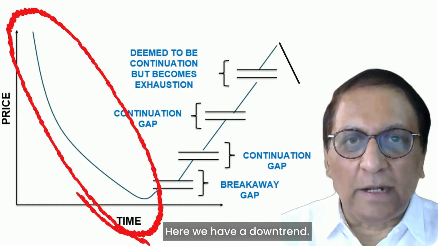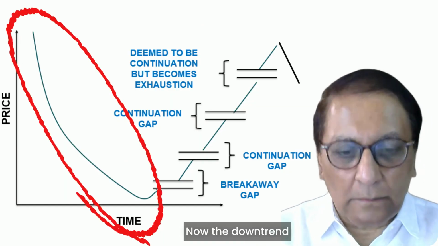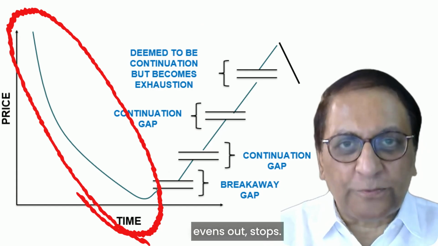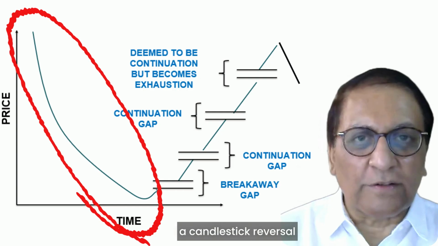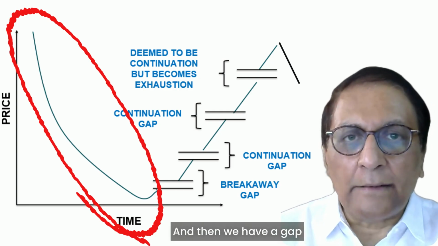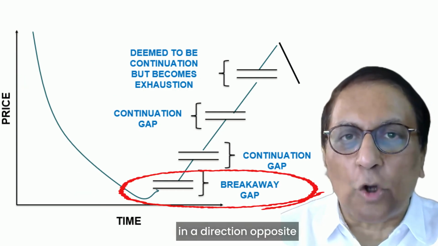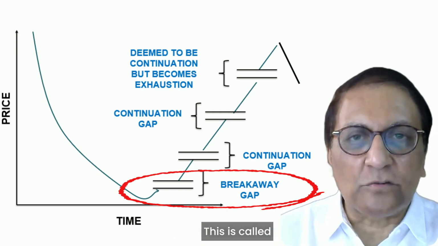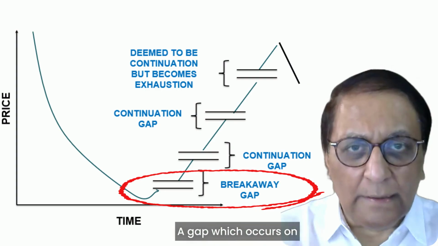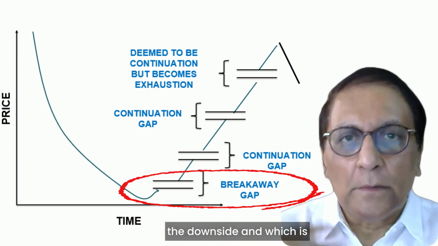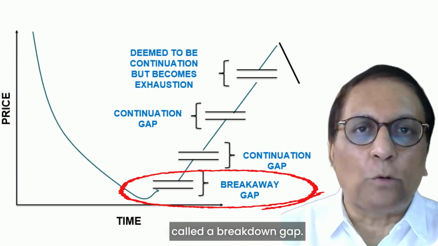Here we have a downtrend. Now, the downtrend evens out, stops. Maybe there is a candlestick reversal pattern somewhere near the downtrend. And then we have a gap in a direction opposite to the earlier trend. This is called a breakaway gap. A gap which occurs on the downside and which is a breakaway gap is called a breakdown gap.